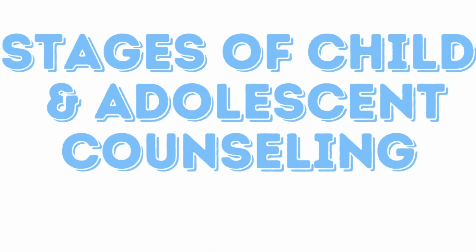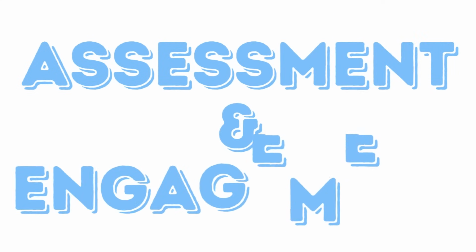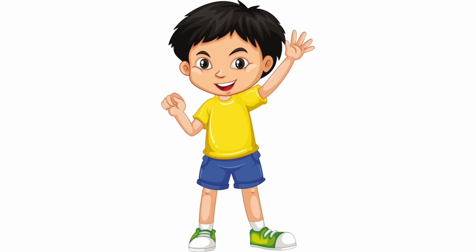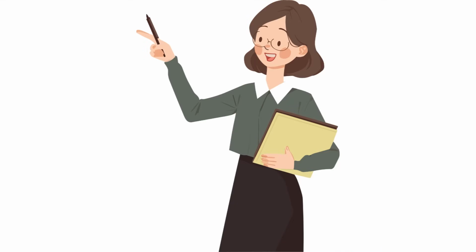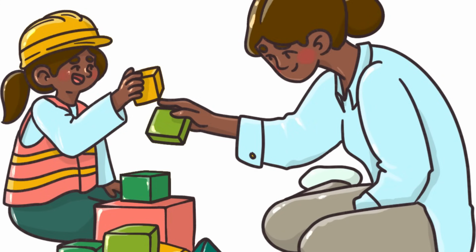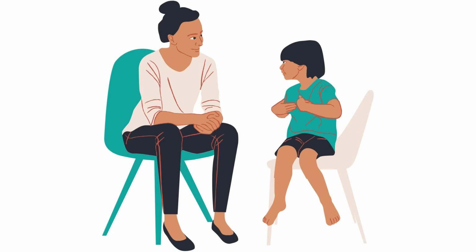Stages of child and adolescent counseling. 1. Assessment and engagement. Initial assessment. The first stage involves gathering comprehensive information about the child's history, current functioning, and presenting problems. This includes interviews with the child, parents, and sometimes teachers. Building rapport. Establishing trust and rapport with the child is crucial. This involves creating a safe, non-judgmental environment where the child feels comfortable sharing their thoughts and feelings.